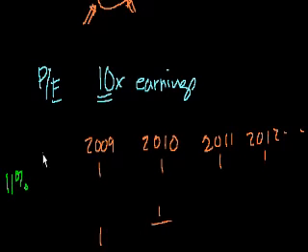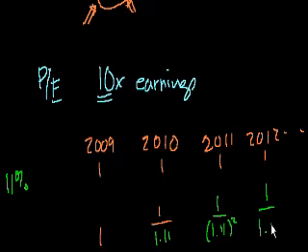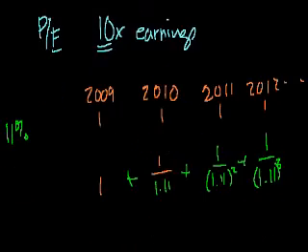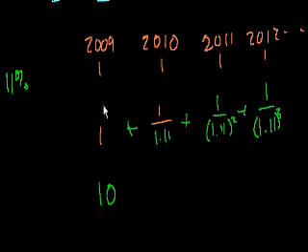This is all a little bit hand wavy. So the value of that dollar would be 1 divided by 1.11. I just added the 11% here. The value of that dollar would be 1 divided by 1.11 squared. This dollar would be 1.11 to the third. If you were to add up the present value of that income stream, you're going to get roughly $10 or 10 times the earning stream. So that's where it comes from.